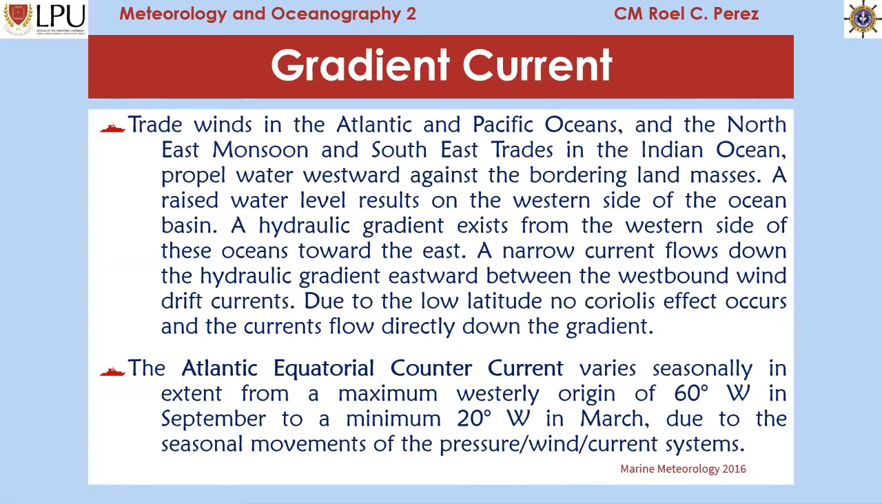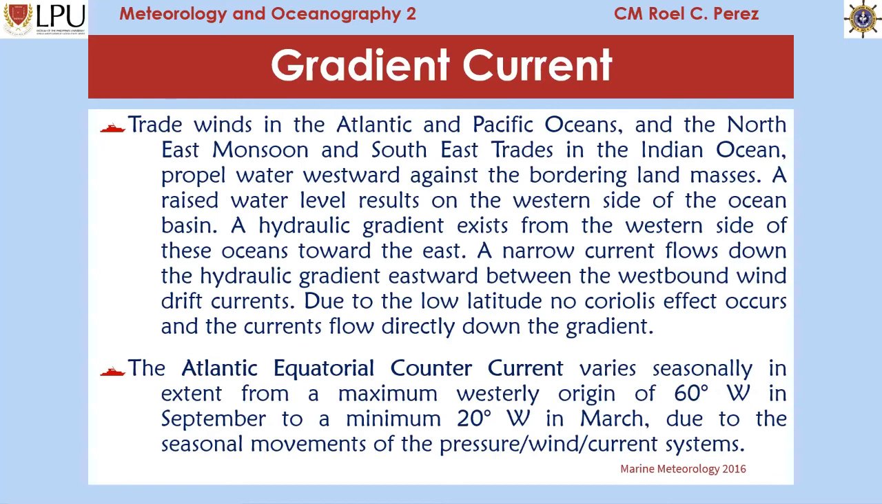Okay, trade winds in the Atlantic and the Pacific Oceans and the northeast monsoon and southeast trades in the Indian Ocean propel water westward against the bordering land masses. A raised water level results on the western side of the ocean basin. A hydraulic gradient exists from the western side of these oceans toward the east. A narrow current flows down the hydraulic gradient eastward between the westbound wind drift currents.